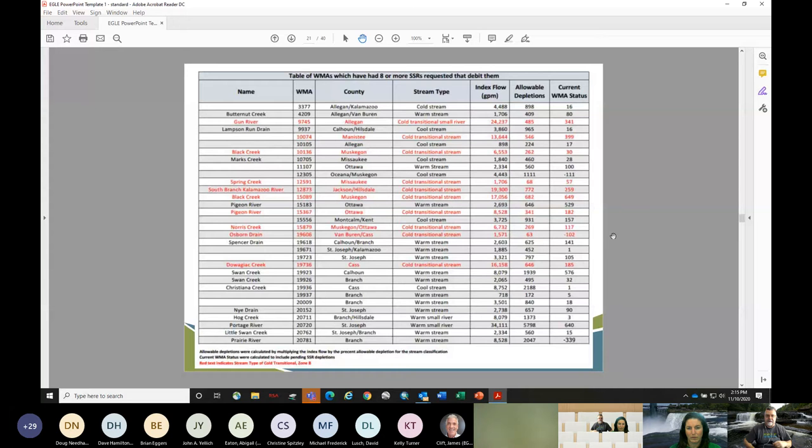Zone B, cold transitional water management areas are shown in red. If you see a negative number, that's negative because we're not showing depletions from pending SSRs, with the exception of requests for after-the-fact authorizations for existing withdrawals that have already been in operation. So those types of withdrawals would kick it into the negative.